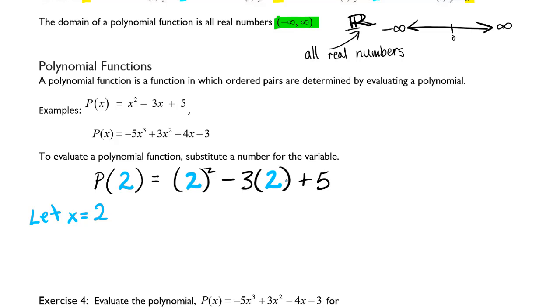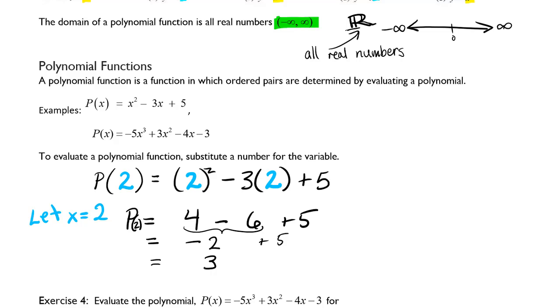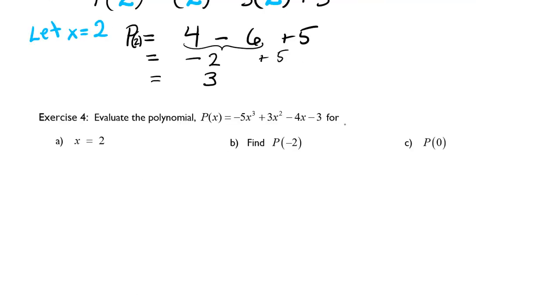We're letting x equal 2, so our function p should give us 4 minus 6 plus 5. Simplifying the right side, p of 2 is going to give us negative 2 plus 5. And simplifying further, negative 2 plus 5 is 3. Let's evaluate this polynomial at x equals 2. I just gave you an example, so go ahead and pause the video and give this a try on your own.